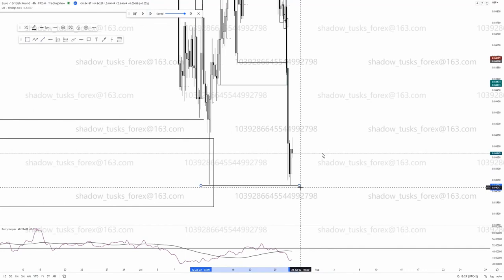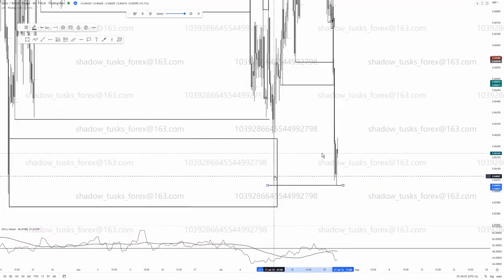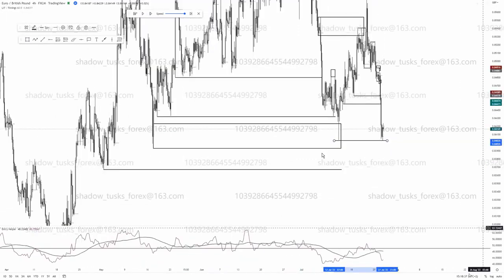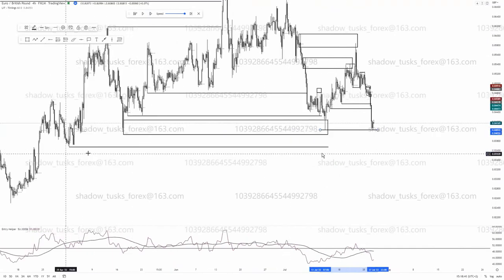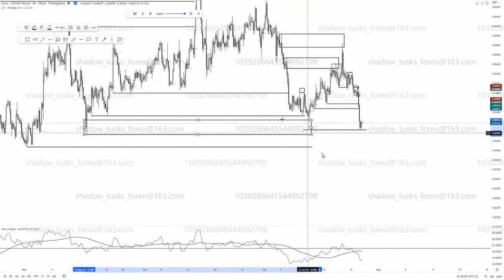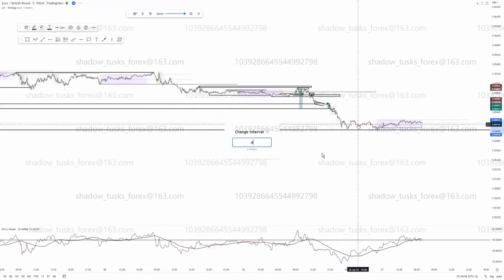Okay, so equal lows built right here. You might be like, oh yeah, but isn't that an inducement? Yes, technically, but look, we're coming lower. Why would we stay within this zone? These are equal lows. This is liquidity. We've got lower targets. But if you're really unsure, what can you do?